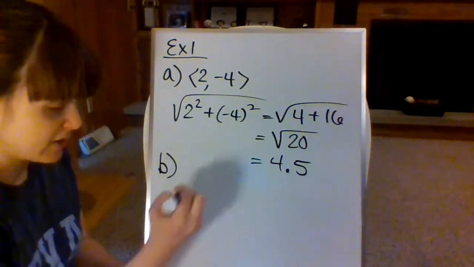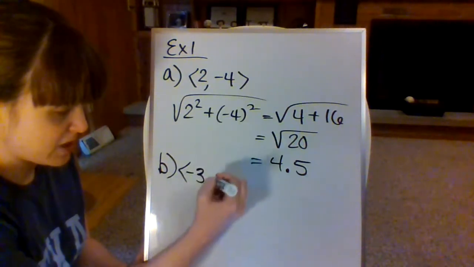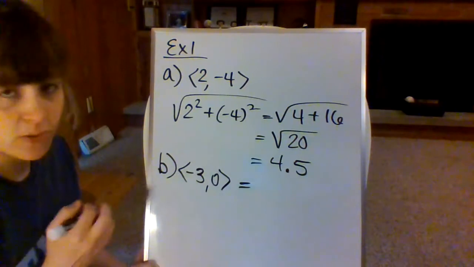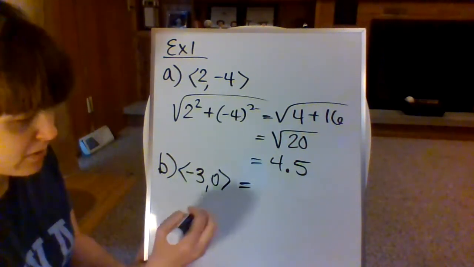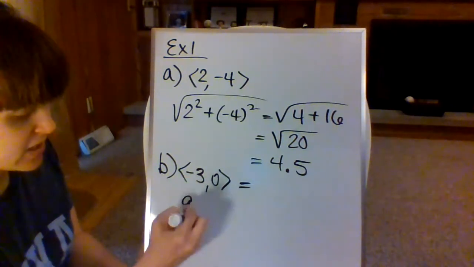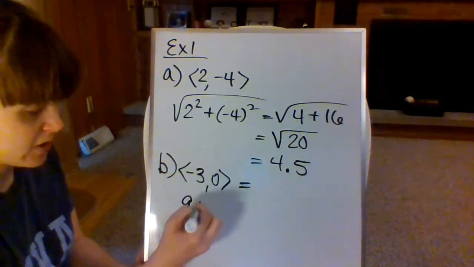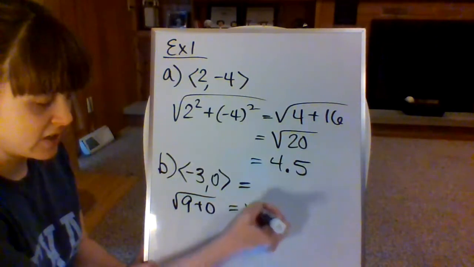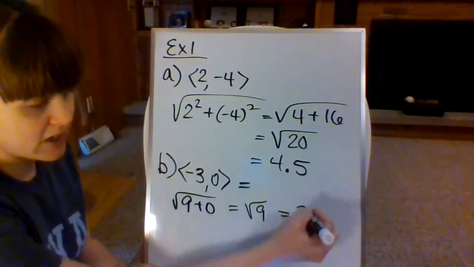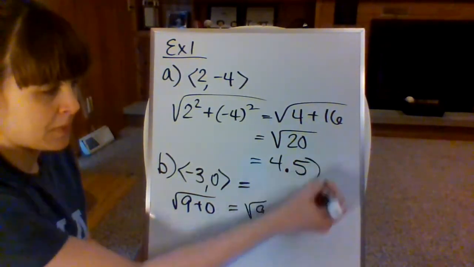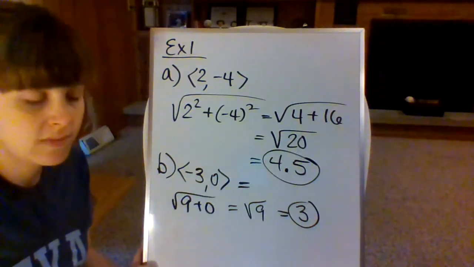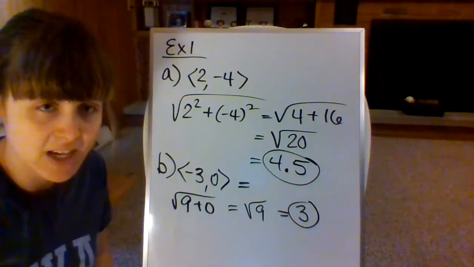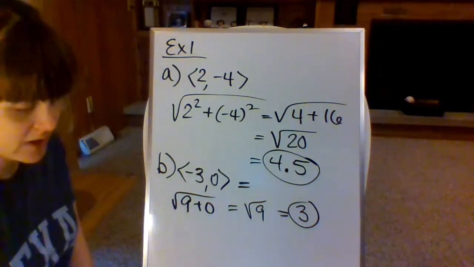Alright, part B looks like this. We've got negative 3, 0. So we're going to square each part. So negative 3 squared is 9. 0 squared is 0. And if you add those together, that equals 9. And the square root of 9 is 3. Okay, so really it's just a matter of squaring each part, adding them together, and then taking the square root.